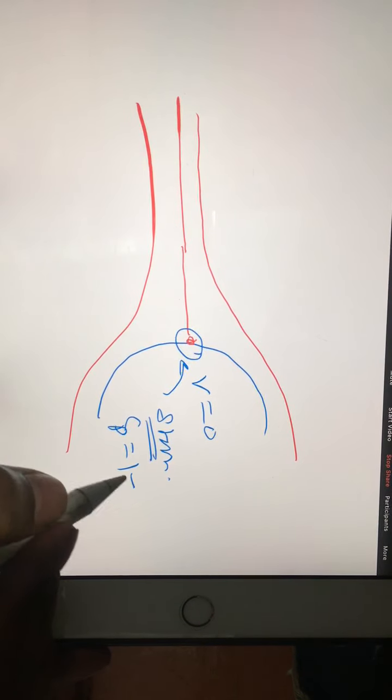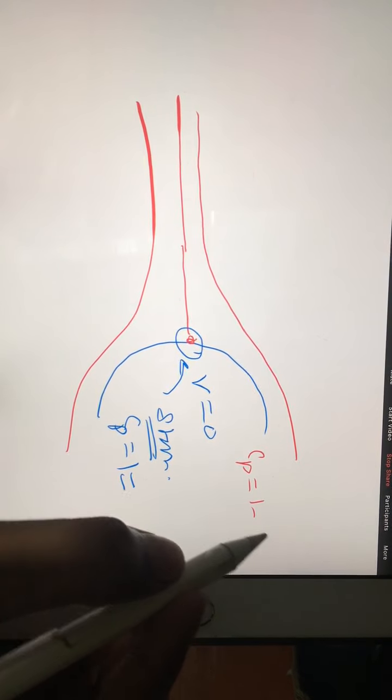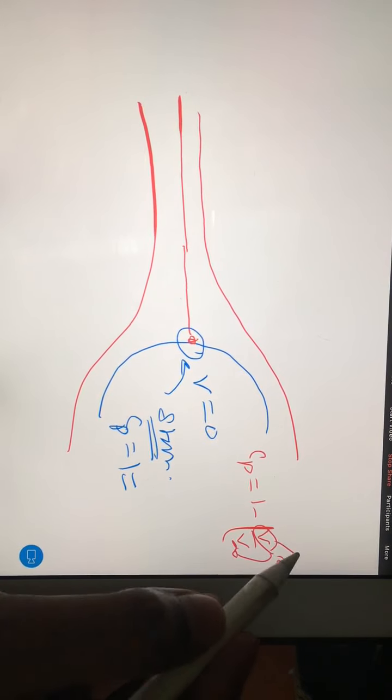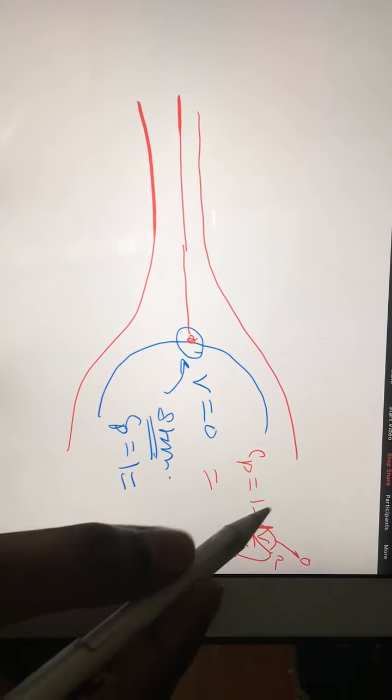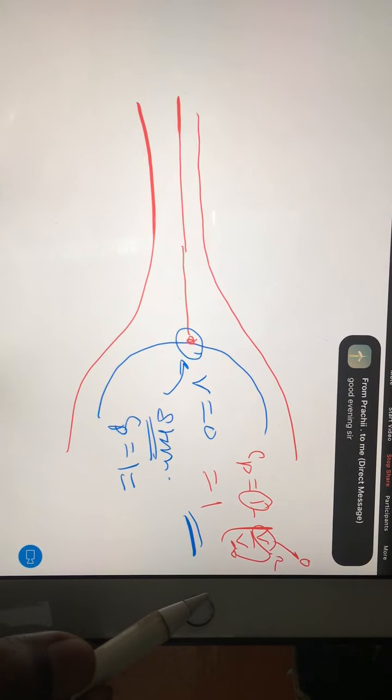How will you guess your Cp is equal to 1? Very, very easy. Your Cp formula is 1 minus (V by V infinity) whole squared. So when your V is equal to 0, then 1 will be remaining. This is one way to judge the Cp value at the stagnation point.